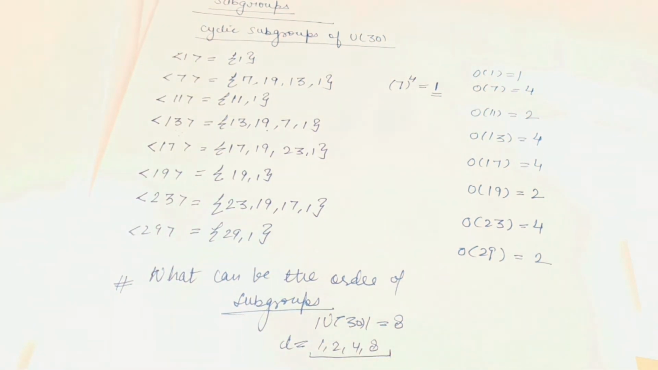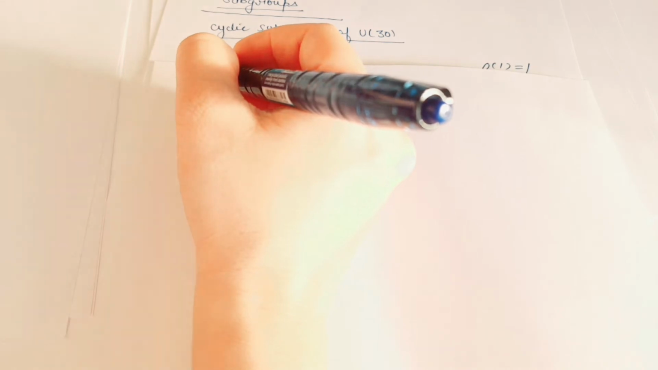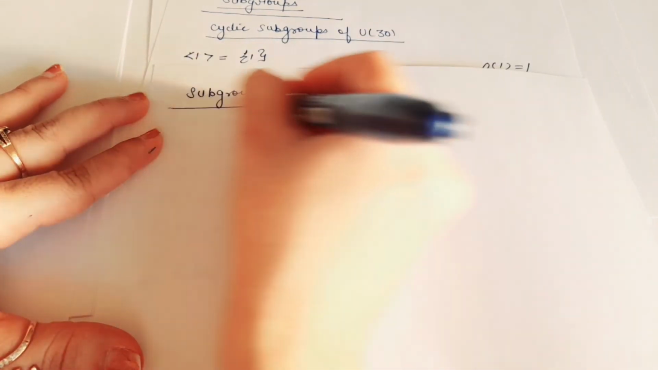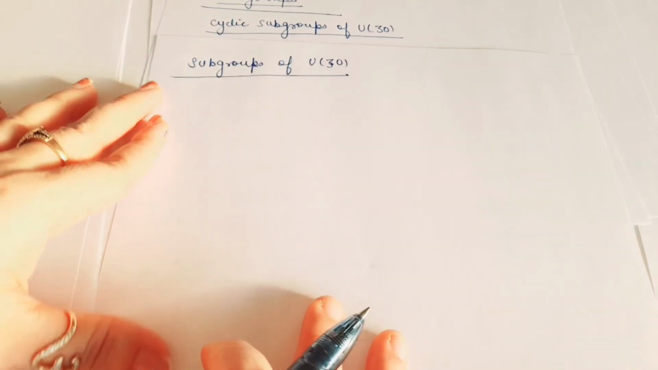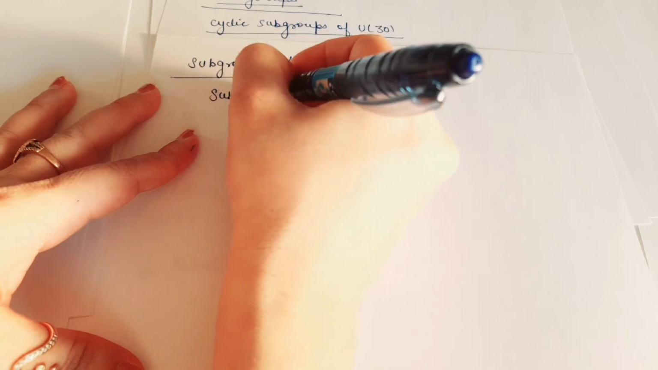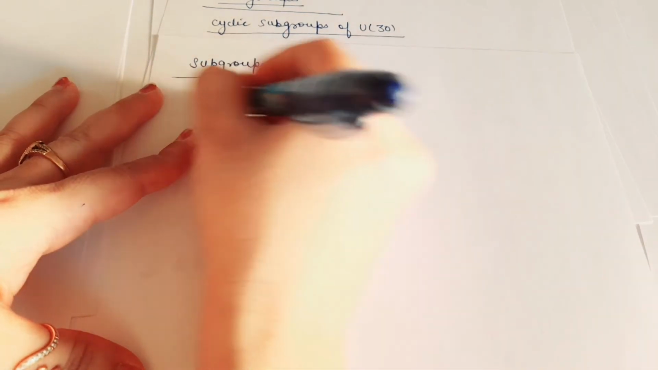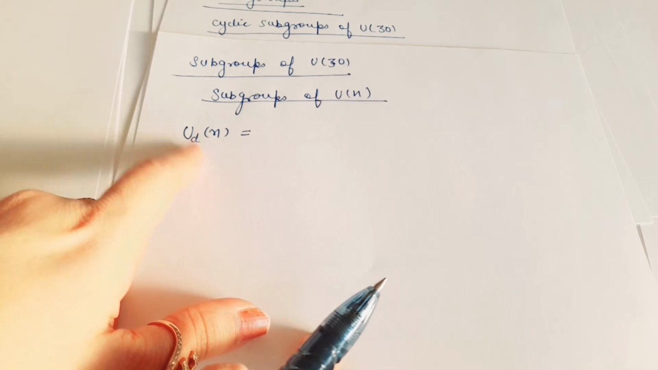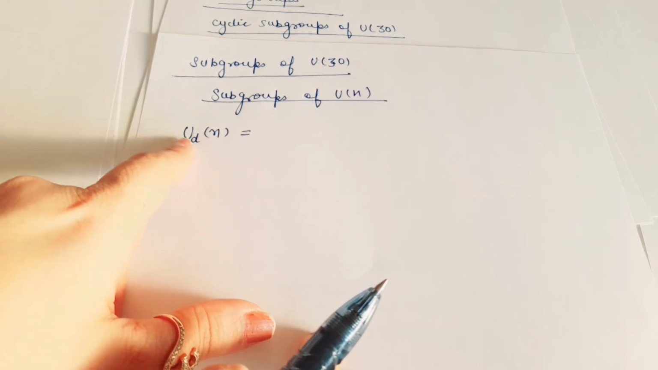Now if we want to find all subgroups of U30, then what is the next method to find more subgroups? How can we find more subgroups of U30? What was that method? I told you that if you need to find subgroups of UN, we denote it like this: UD of N, where D is divisor of N. N is 30. So D, we will write D here.